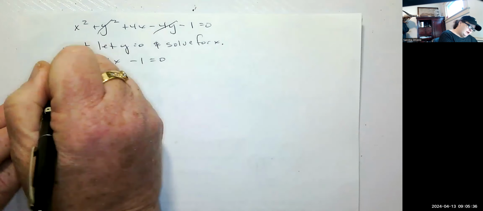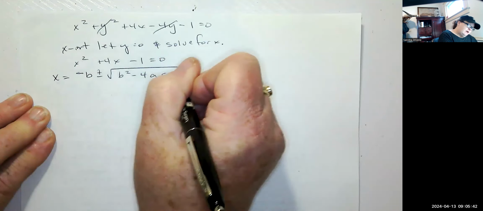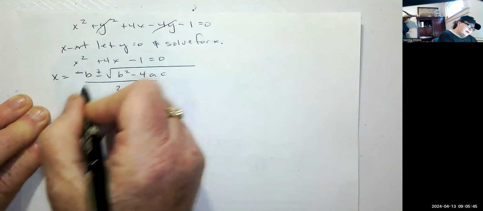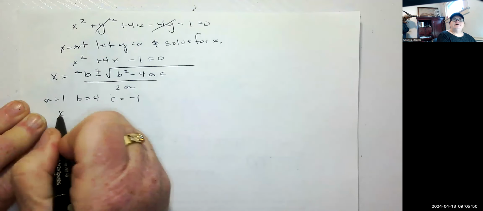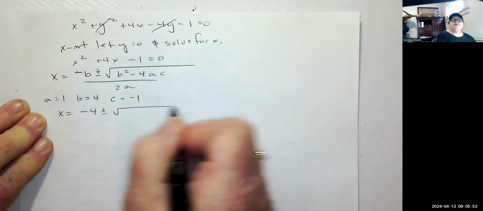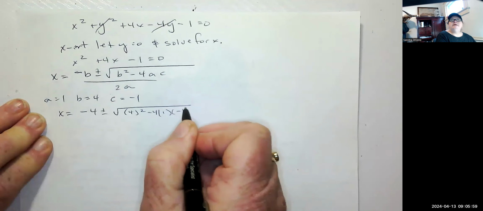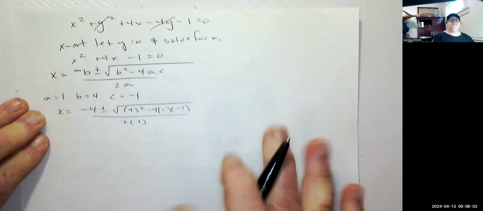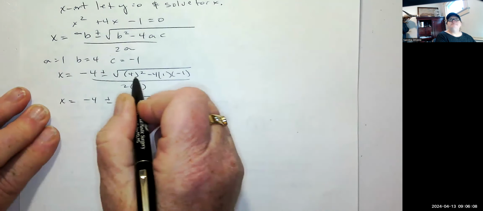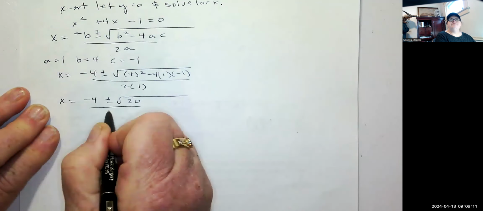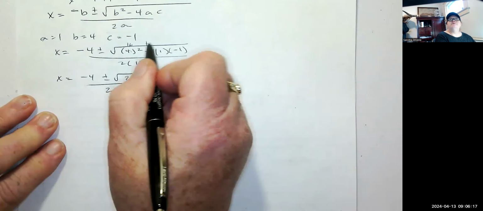So I've got to use the quadratic. x is equal to negative b plus or minus the square root of b squared minus 4ac, all of that over 2a. In this case, our a is 1, our b is 4, and our c is negative 1. So x is equal to negative 4 plus or minus the square root of 4 squared minus 4 times a times c, and all of that's over 2 times a. So x is equal to negative 4 plus or minus the square root of 16 plus 4 is 20, all that's over 2. 4 squared is 16. Negative 4 times negative 1 is positive 4, and that's where I got the 20.